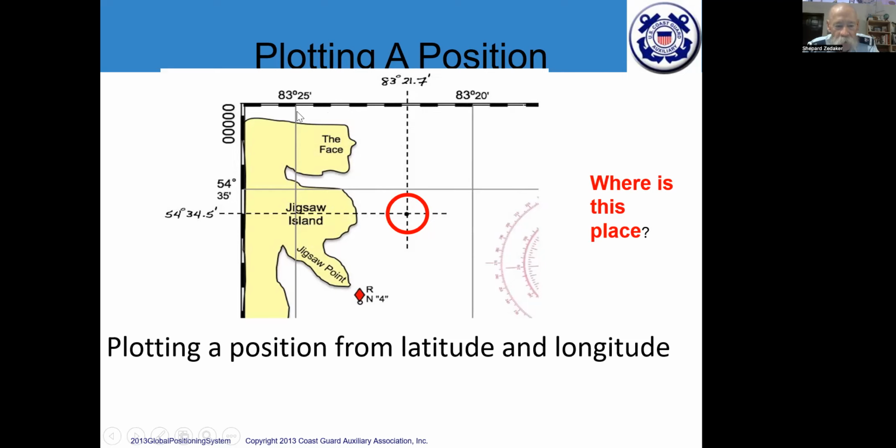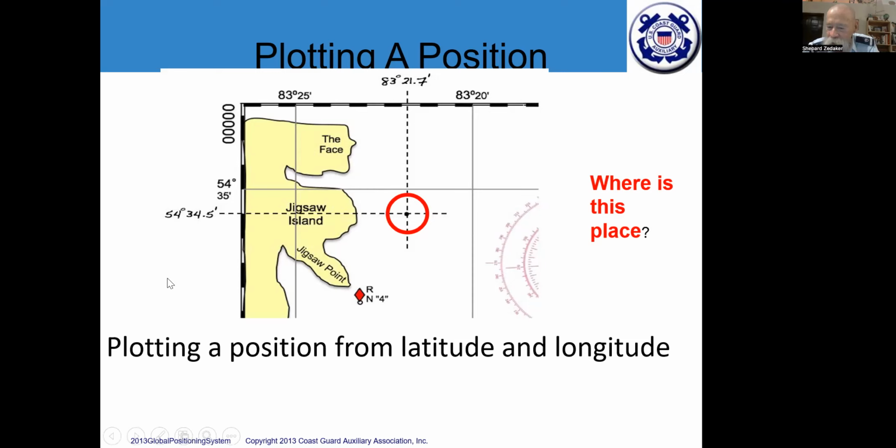Well, how did we figure that out? It's 83:25 here, 24, 23, 22, and a little bit less, 21.7. And what about our latitude? Well, we know it's 54:35 here, and it looks like it lines up exactly there. Should be 54 degrees, 34.5 minutes north latitude.